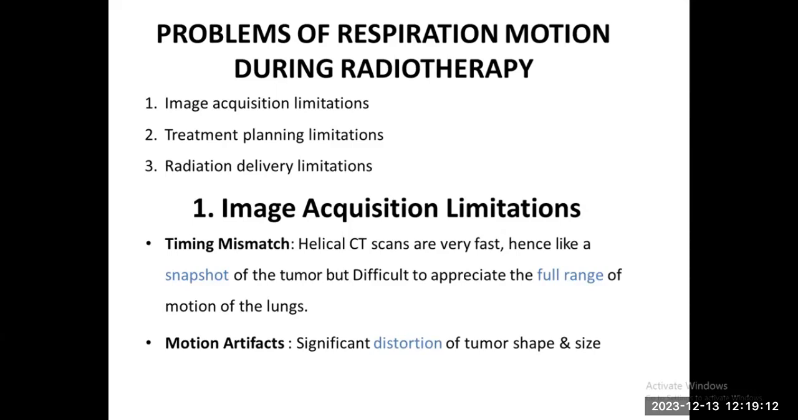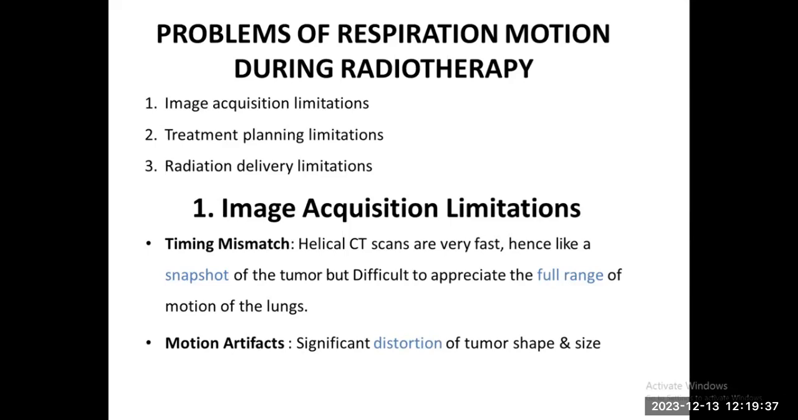These images are transferred to the TPS, the treatment planning system, where we again have some limitations that we will discuss in the presentation. The last one is radiation delivery limitation. If everything is fine, the imaging is good and the treatment planning is good, but the delivery is not good, then the whole procedure will be useless. So in imaging, we have two kinds of artifacts.